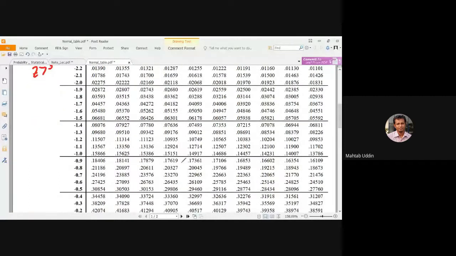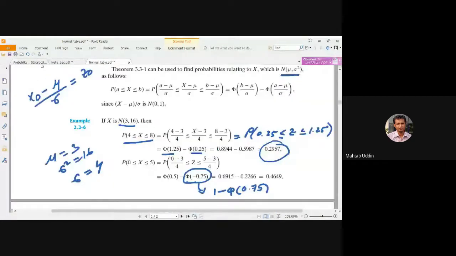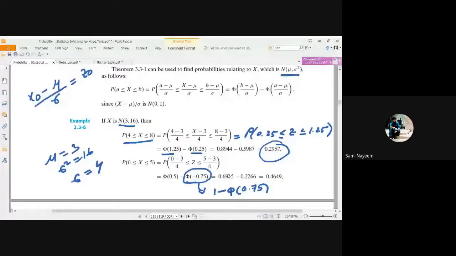Minus 0.75, minus 0.70 and 5 in the column. 0.2266. Look at this, 0.2266. Okay. Do you understand? Yes, sir.